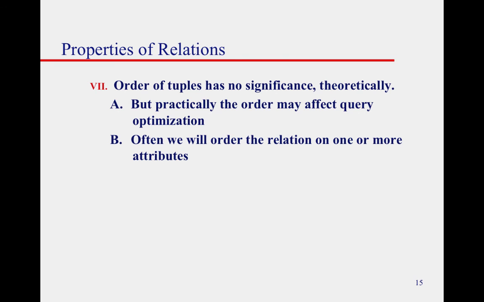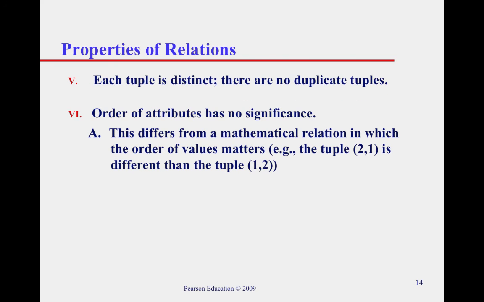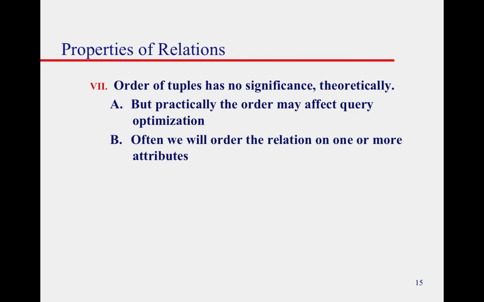Okay, this was the order of the attributes. So 6 is going across. Okay, 7 is coming down. So 6 was going across, 7 is coming down. So it's saying the order of the tuples has no significance, the order of the rows. I can put the rows in any order I want.